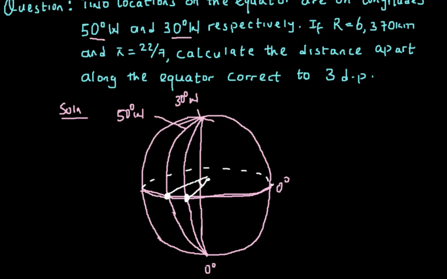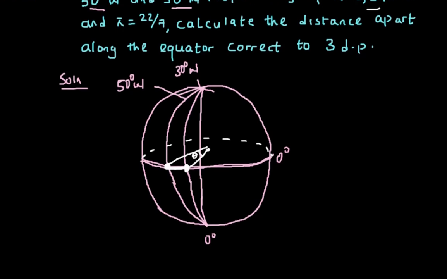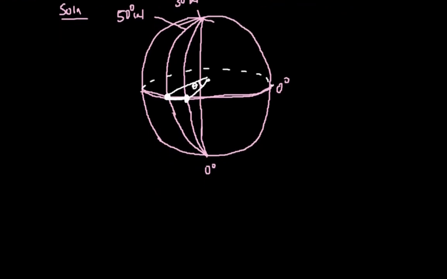And then we are going to be having theta. I hope you understand. So we are told that if r is 6,370 kilometers and pi is 22/7, we are to calculate the distance apart along the equator. So we are expected to calculate this distance here, which is an arc. Remember the formula for distance between 2 points on a great circle. Remember, an equator is a great circle. The distance equals theta over 360 times 2 pi capital R.